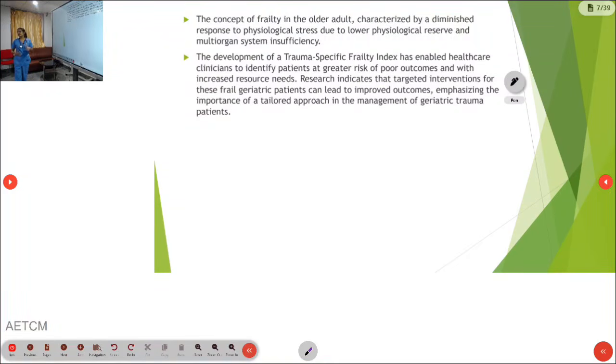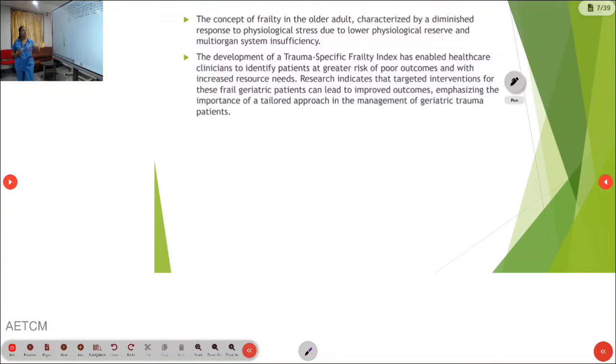So the concept of fragility in elderly people: fragility is characterized by diminished response to physiological stress due to low physiological reserve and multi-organ insufficiency. In the 11th edition of our new ATLS, they added a trauma-specific fragility index, which enables the healthcare clinician to identify patients at increased risk of poor outcome and increased resource needs. Research indicates that targeted interventions for these fragile geriatric patients can lead to improved outcomes.